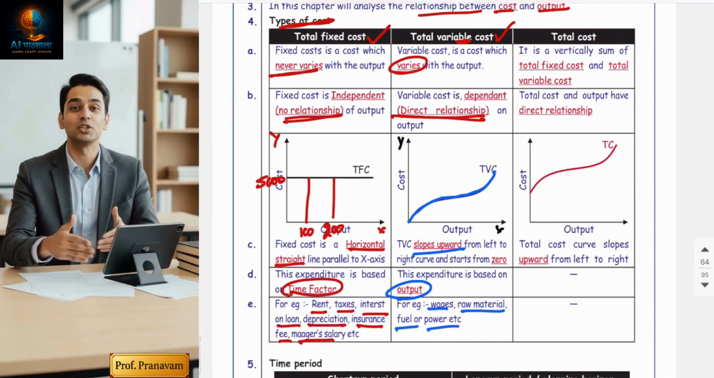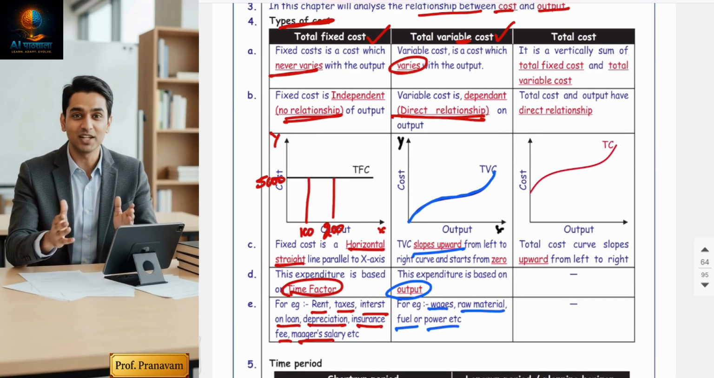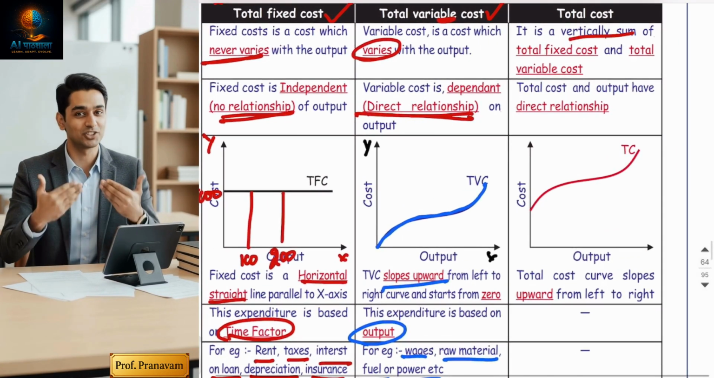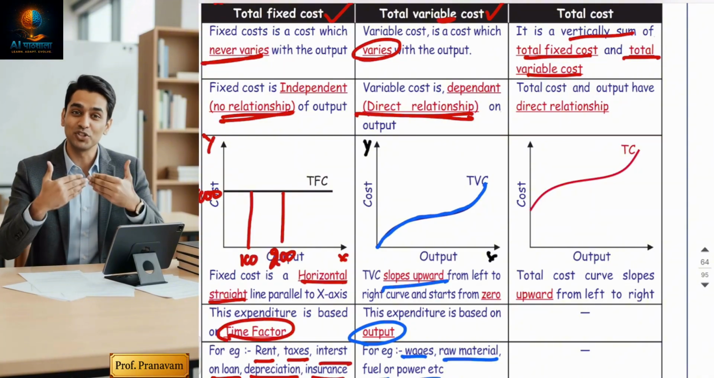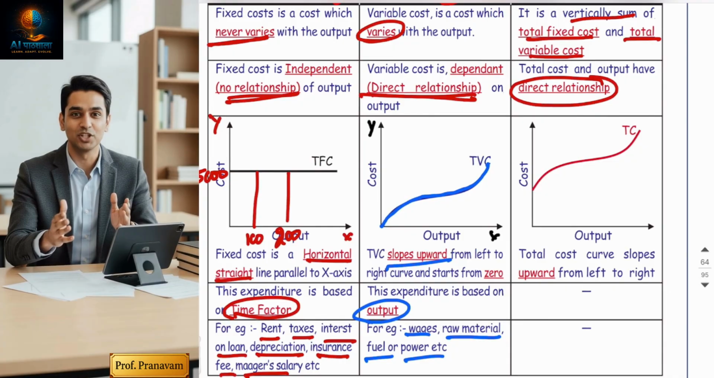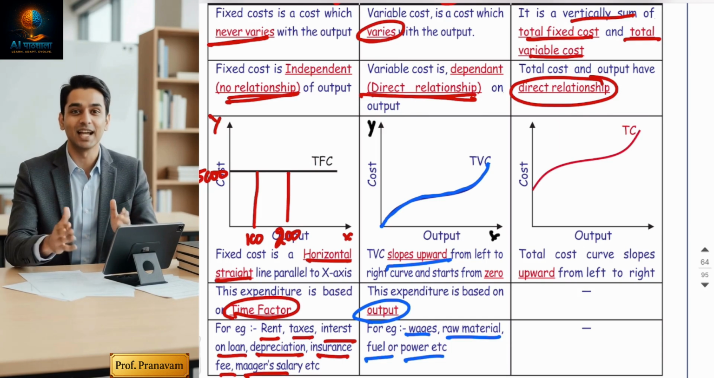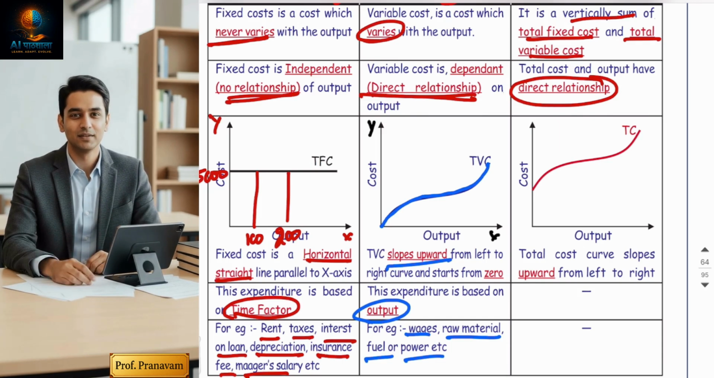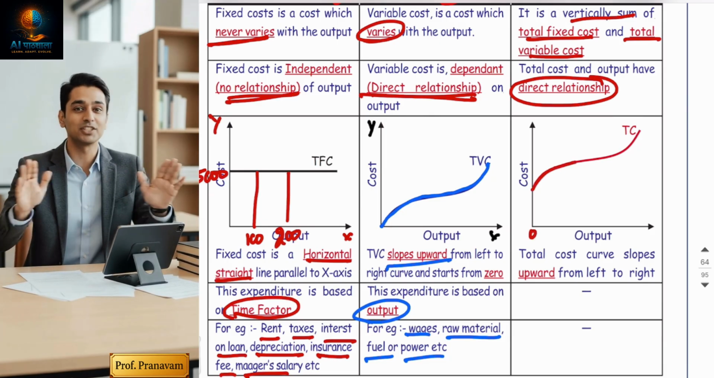Next is total cost. Friends, total cost is nothing but the sum of fixed cost and variable cost. It is a vertical sum of fixed cost and variable cost that becomes my total. Now, guys, total cost also has a direct relationship with the output. And when there is a direct relationship, obviously the total cost curve will also be an upward sloping curve. But one point you have to keep in mind, total cost never starts from zero. Say this is my origin, but total cost starts somewhere above zero.